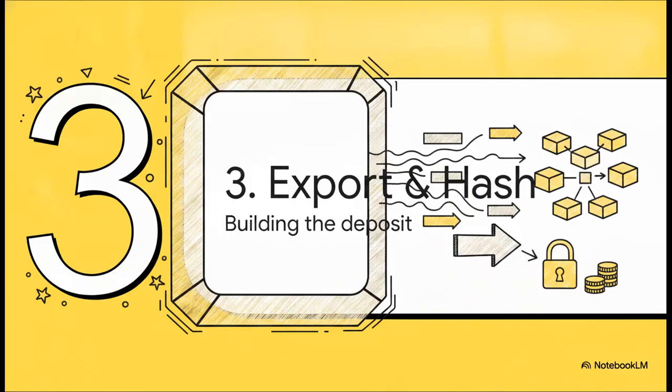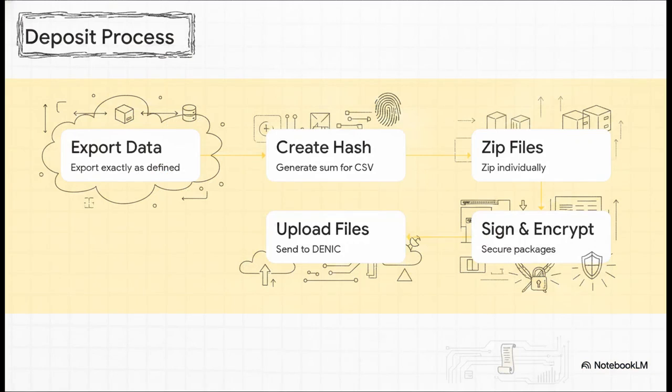Now that all our prep and crypto are sorted, let's jump into Section 3, Export und Hasherstellung. This is where we actually start building the deposit. The actual compilation of your escrow deposit comes down to a really strict 5-step execution phase. We export, we hash, we zip, we sign and encrypt, and then we upload. Let's break these down step by step.